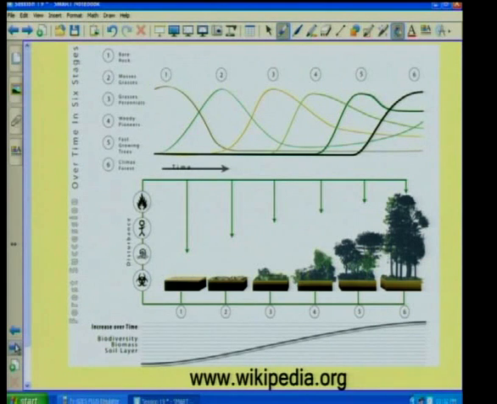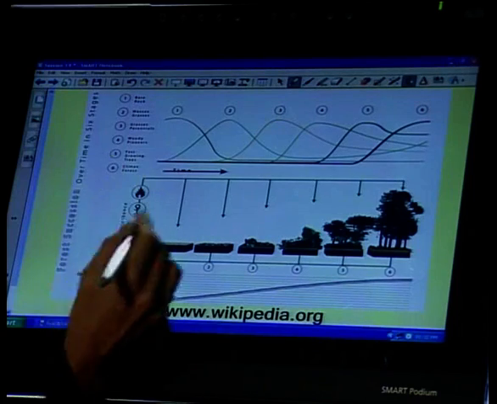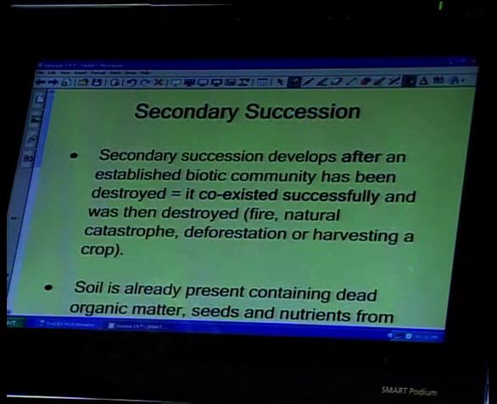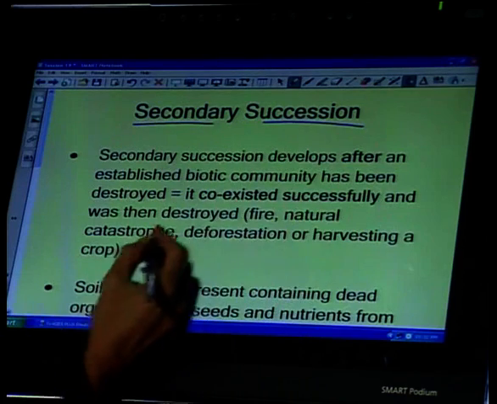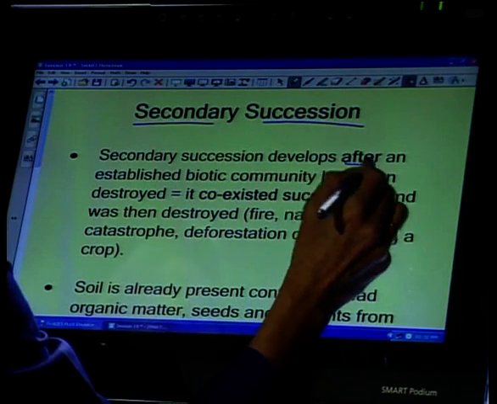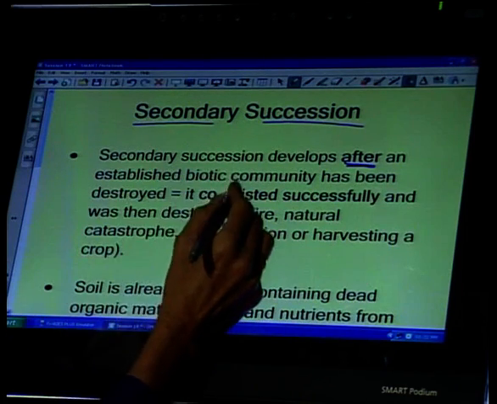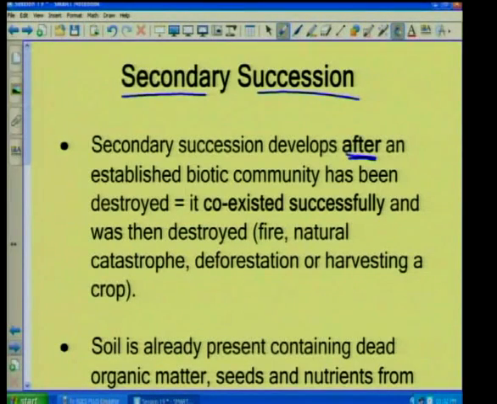So here we'll start off with soil. This would be an example of secondary succession and not primary succession. So let's move on with secondary succession. Here it develops after an established biotic community has been destroyed. So it all coexisted successfully, and then it was destroyed by fire and natural catastrophe, deforestation, harvesting of a crop, a flood, a glacier, whatever.